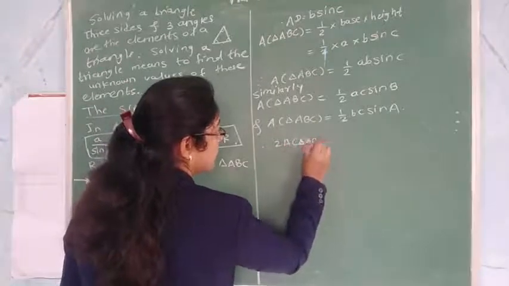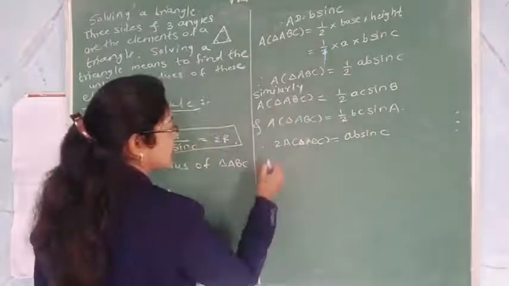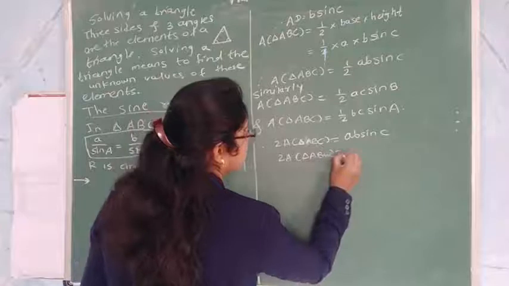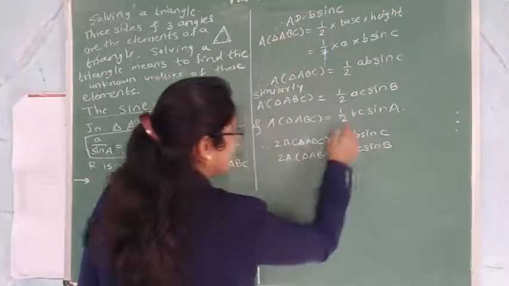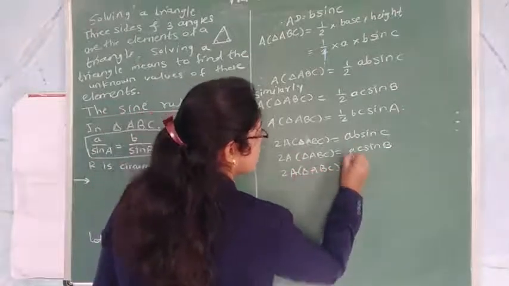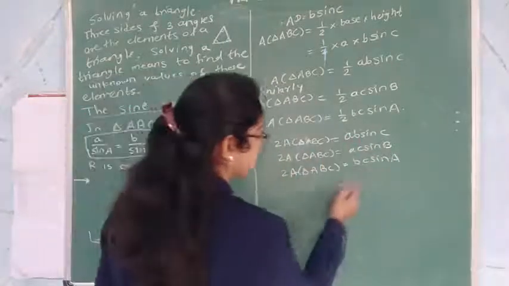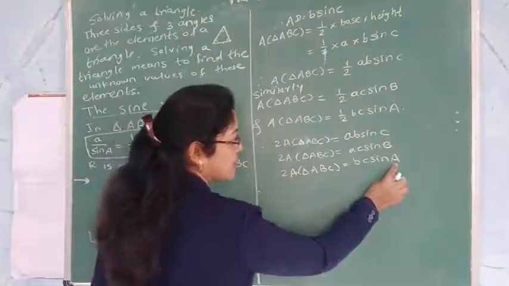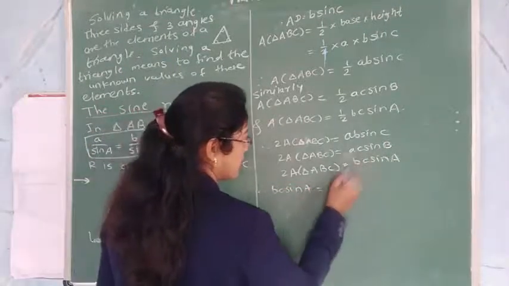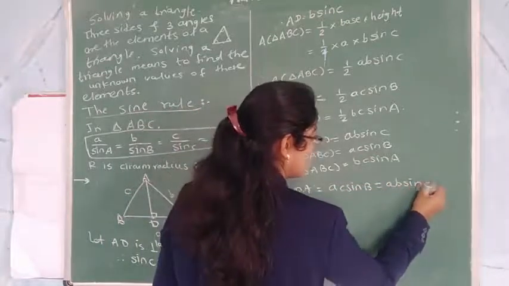Area of triangle ABC is equal to AB sin C, and here 2 times area of triangle ABC is equal to AC sin B, and from the third equation, 2 times area of triangle ABC is equal to BC sin A. So LHS is the same, so RHS is also the same. So we can write BC sin A is equal to AC sin B is equal to AB sin C.